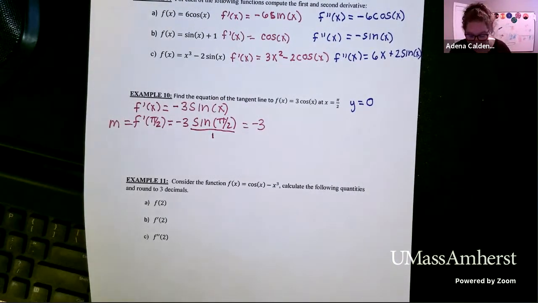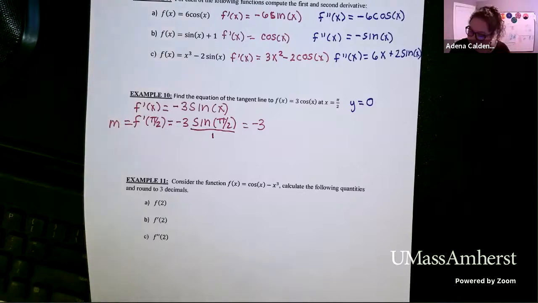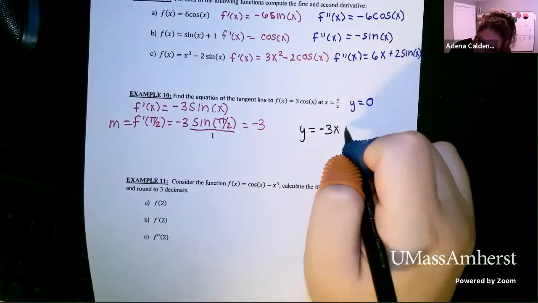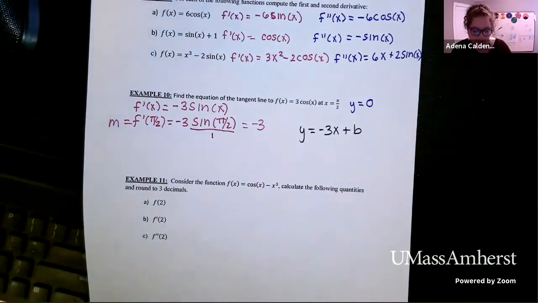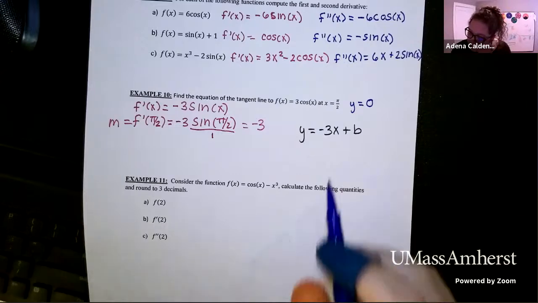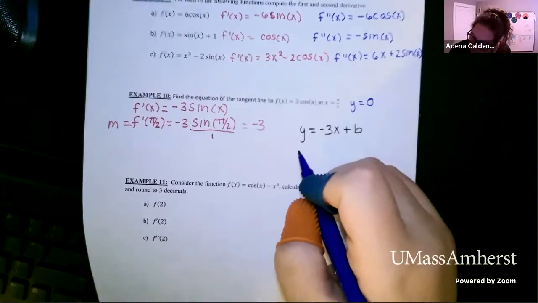So now we have a point and we have a slope, so we need to put it all together. So y equals negative 3x plus b. We've added our slope. Now we want to plug in our point. So when x is pi over 2, y is 0.